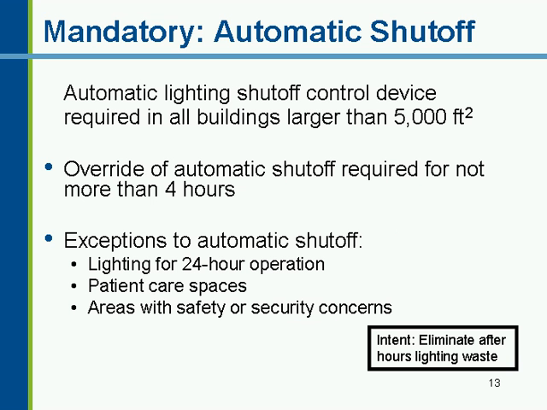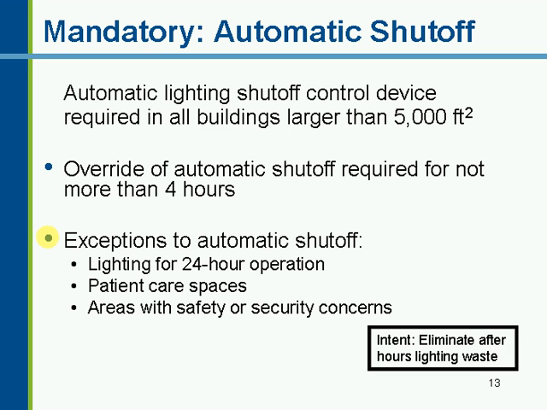Some more mandatory requirements. One of the major requirements is for automatic shutoff. And the requirement is that any building larger than 5,000 square feet must have automatic lighting shutoff that will control all the lights in the building. There is a requirement that you have to have override capability, which will last for not more than 4 hours. The idea being, of course, to give an occupant the capability of coming in after hours and turning on lights in their space when needed without turning on all the lights in the entire space.